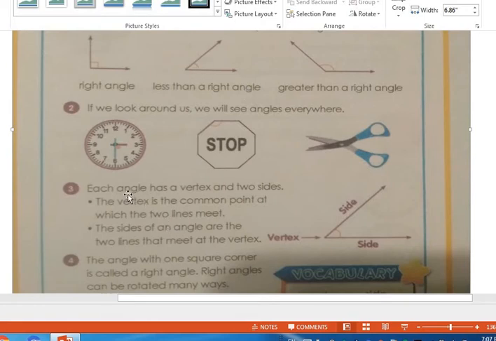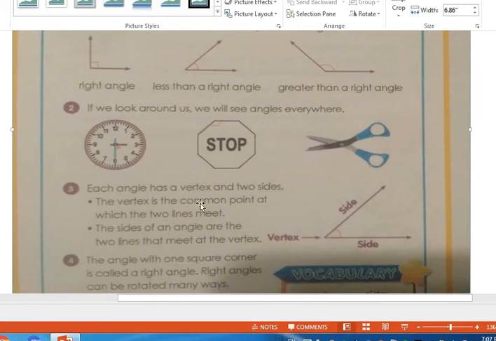Each angle has a vertex, as I told you, and two sides. This is very important. Open your eyes. In each angle there is a vertex. This is the vertex. This is the vertex, the point of meeting of the two rays or the two sides. So they meet at a vertex.